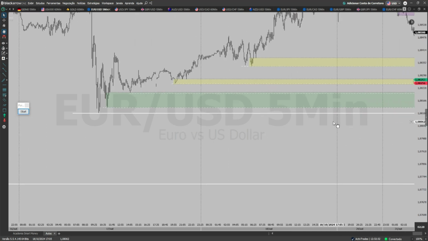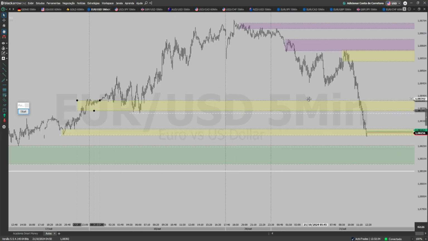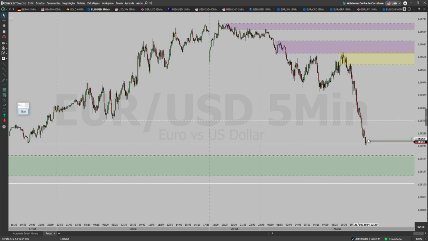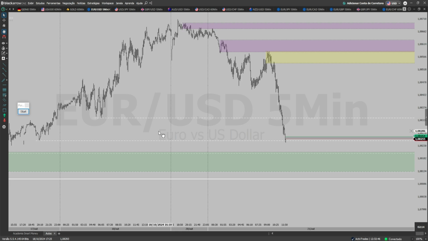Those who bought in this order block lost. Those who bought here, depending on where they put the stop, have already lost too. I believe it's already lost. It's already taken. And here I even have the induction fund. What I said, the induction fund is an order block. It's even in the SMC analysis.